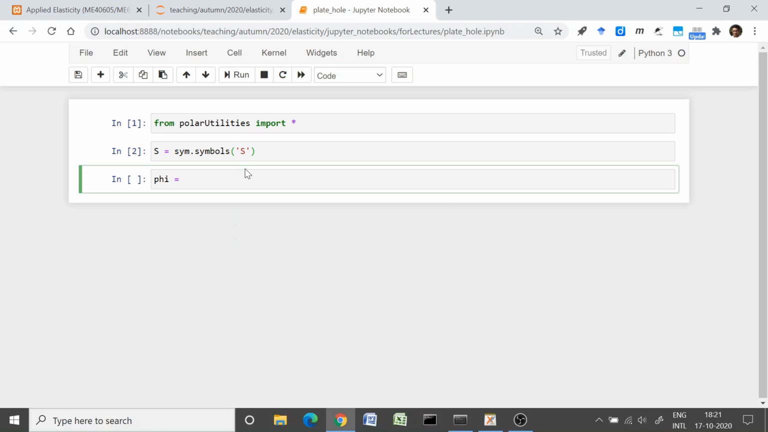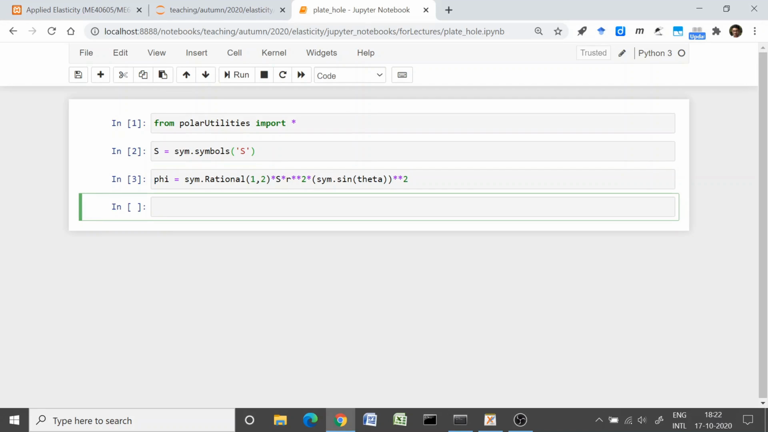So we won't write this as simply 1 by 2 or 0.5, rather we will define this half like a proper rational fraction, and the way to do it is by this command, sym.Rational(1, 2). Suppose we wanted 1/3, then we would simply write sym.Rational(1, 3), and so on and so forth. So what we really want to write is half S r squared sine squared theta. Please note that I do not have to define the symbols r and theta, because those are already defined in my polar utilities package.